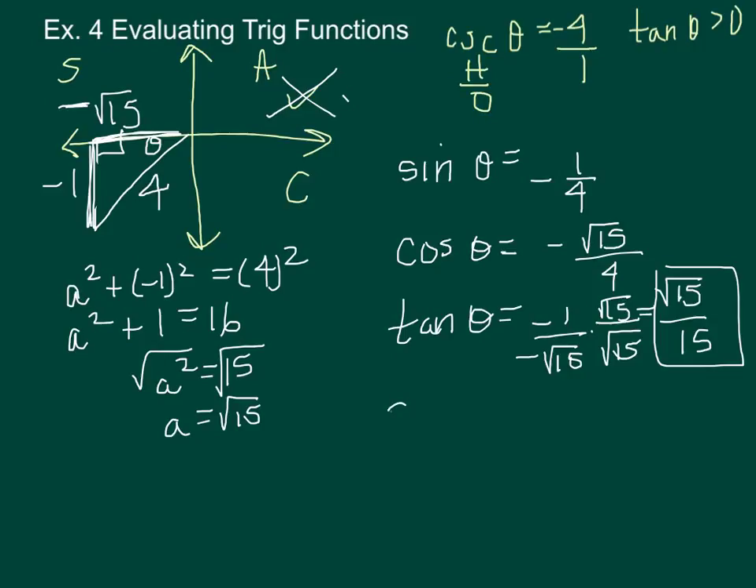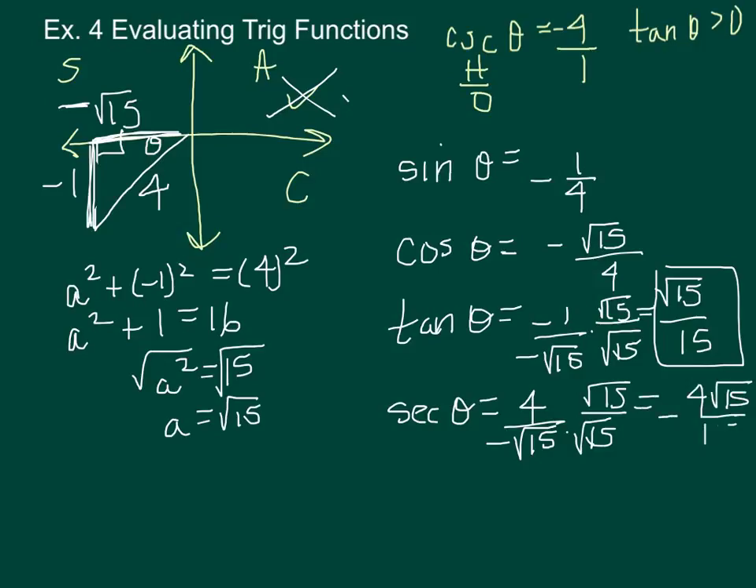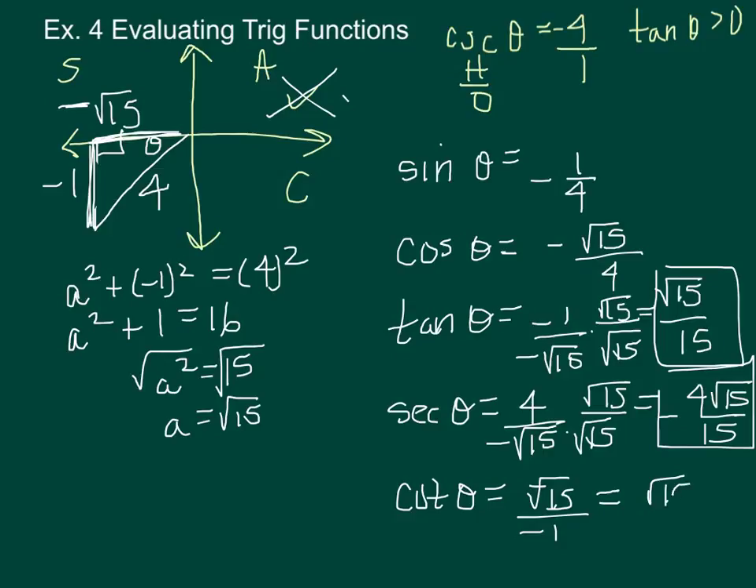We already have cosecant. Let's do secant theta, which would be hypotenuse over adjacent, and we have to rationalize it. So you're going to get -4 radical 15 over 15, and cotangent, which is adjacent over opposite, which becomes positive. So those are your other trig functions.